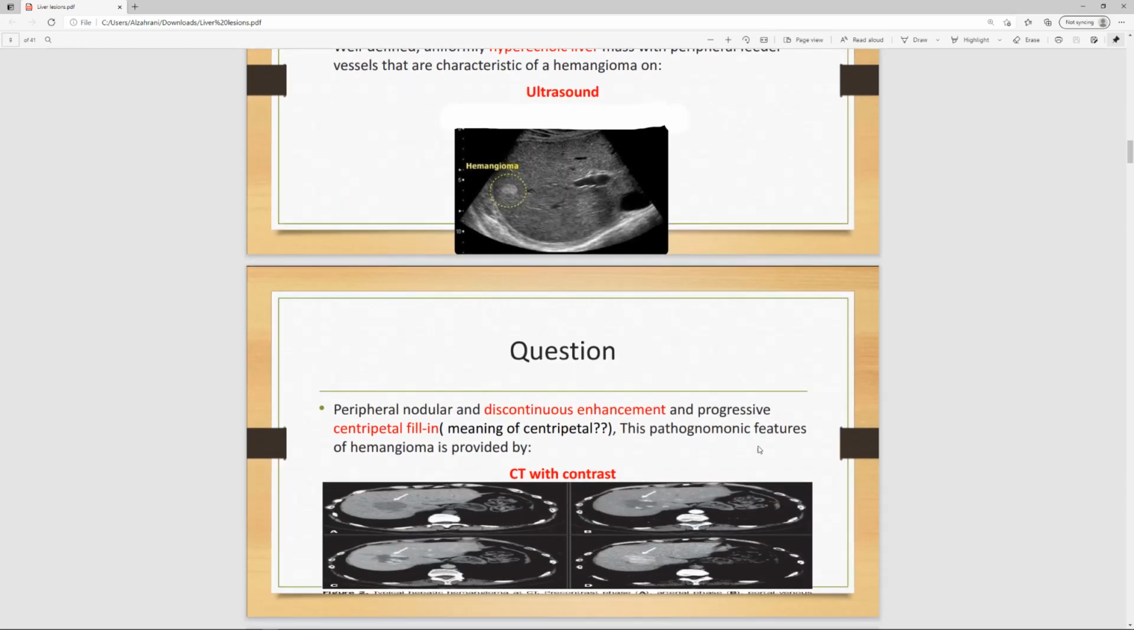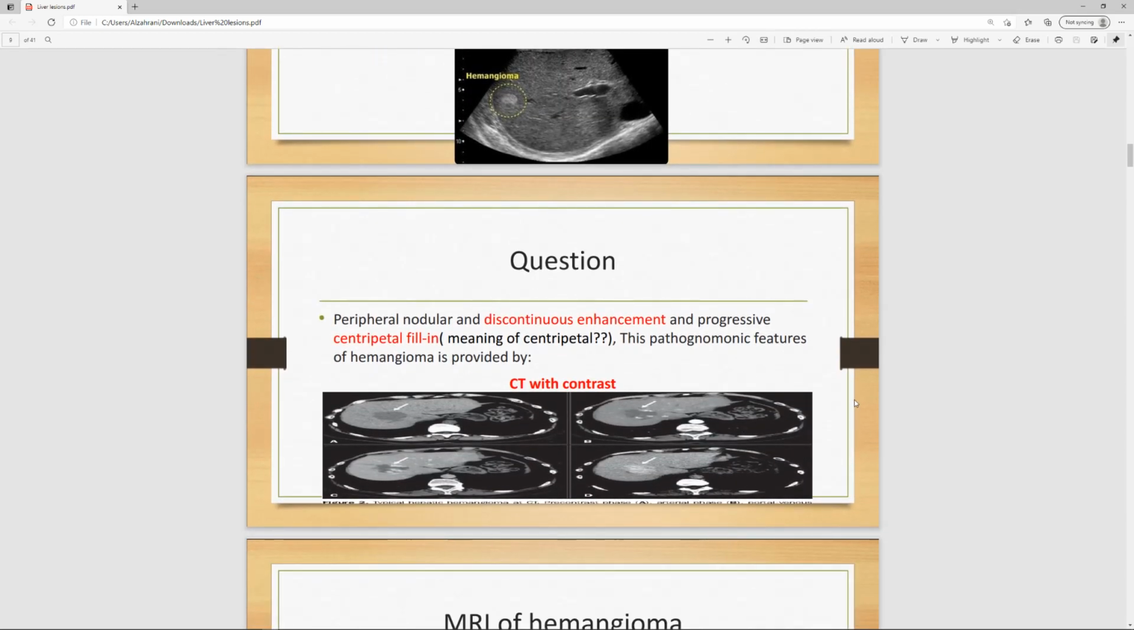Okay, this is another question. We have peripheral nodular and discontinuous enhancement and progressive centripetal fill-in. What does centripetal fill-in mean? Centripetal means starting from the periphery and moving toward the center. Again, starting from the periphery and moving toward the center. This is a pathognomonic feature of hemangioma. But in which diagnostic modality? This is seen in CT.